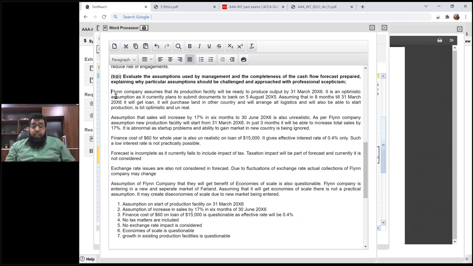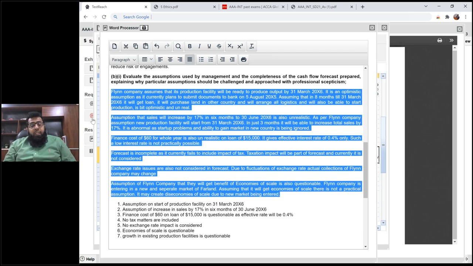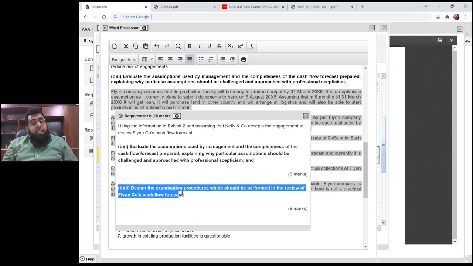Very easy requirement. Let's look at it. Discuss or design the examination procedures which should be performed in review of the Flynn company cash flow forecast. What should be the examination procedures which we should be performing?